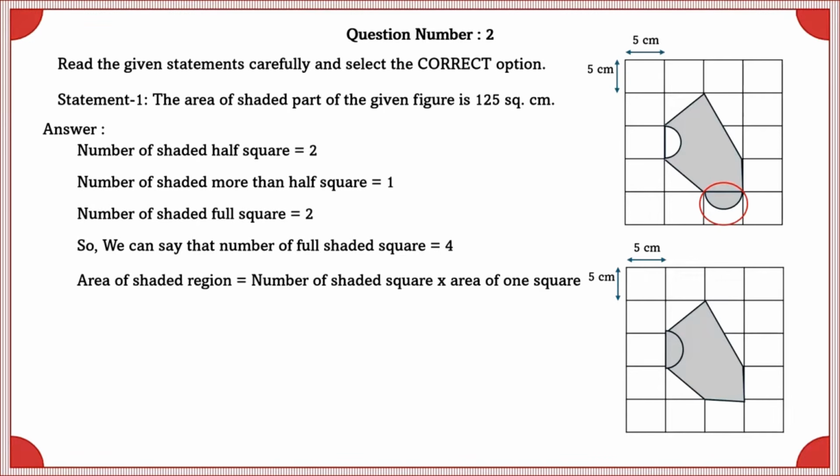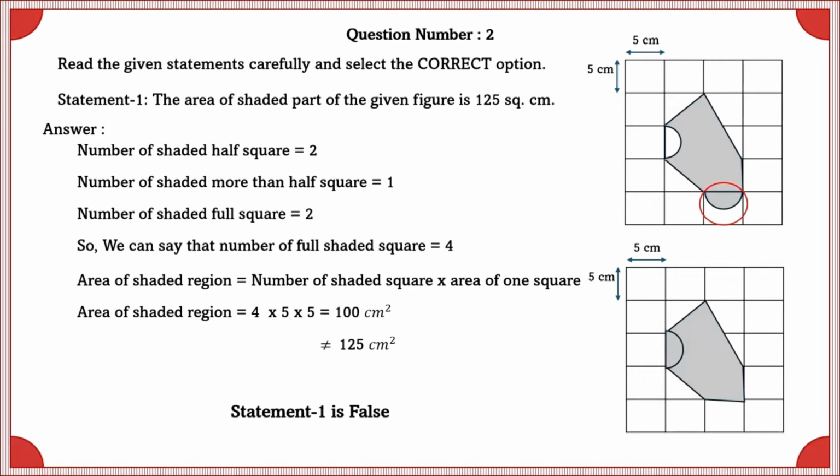Now, area of shaded region is equal to number of shaded square region into area of one square. Now, area of shaded region is equal to 100 centimeter square, which is not equal to 125 centimeter square. Therefore, this statement is false.